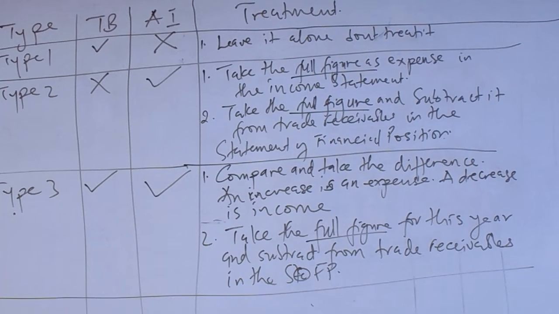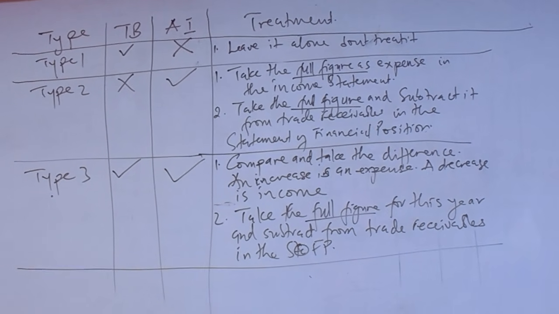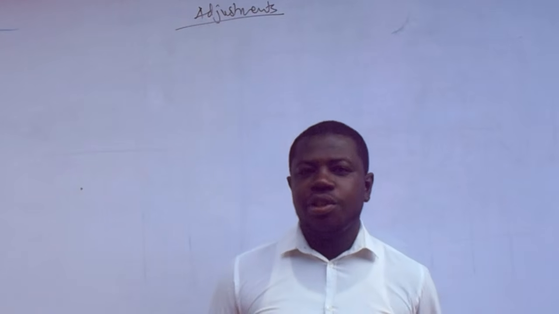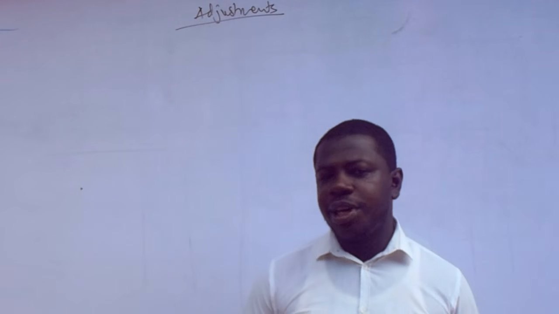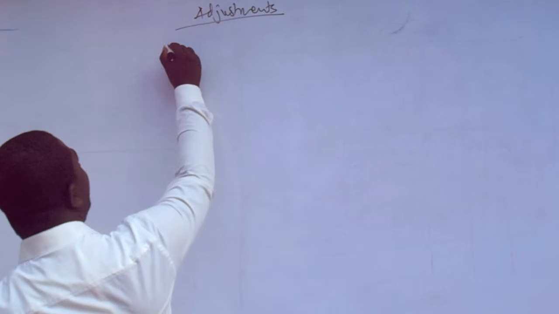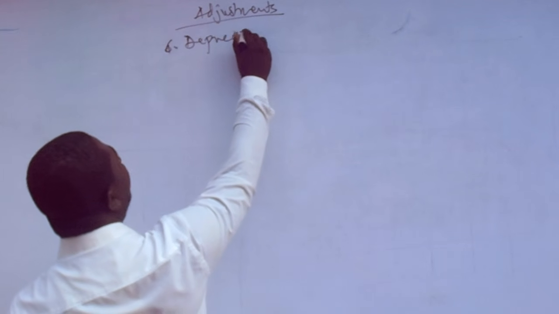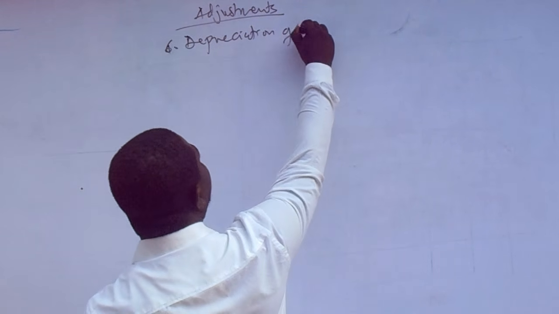All right. That is it with the provision. The next adjustment is depreciation. And so we'll look at how to treat, that is adjustment number 6 that I'm looking at, depreciation of non-current assets.